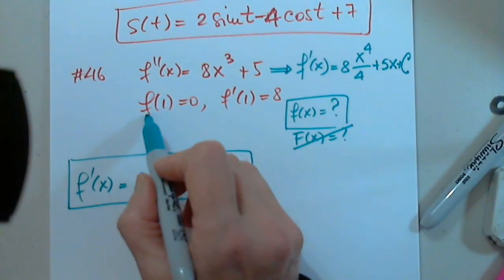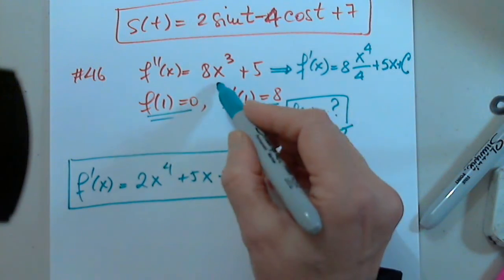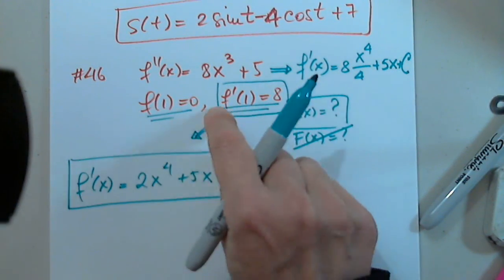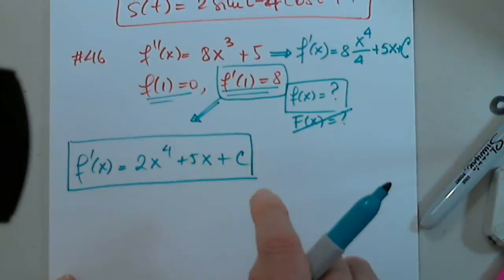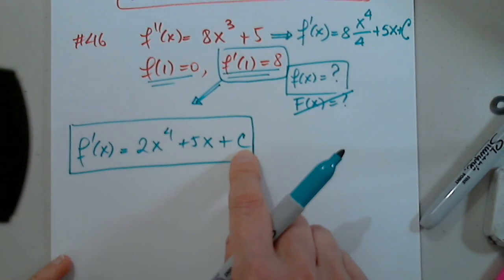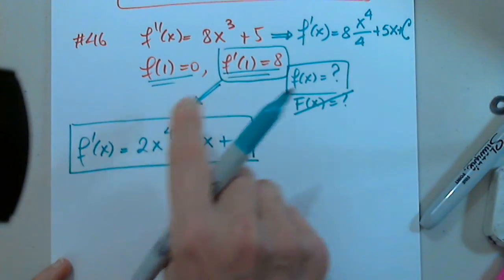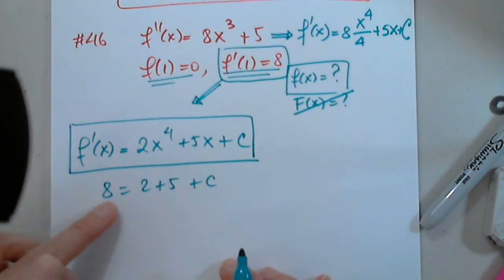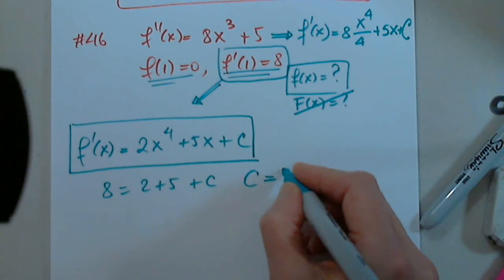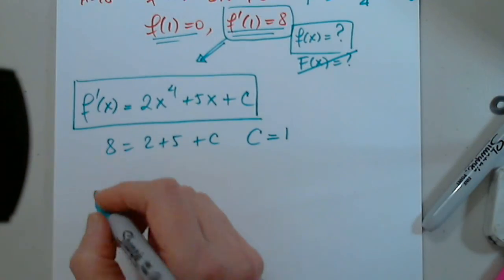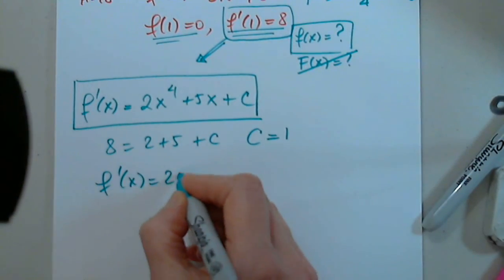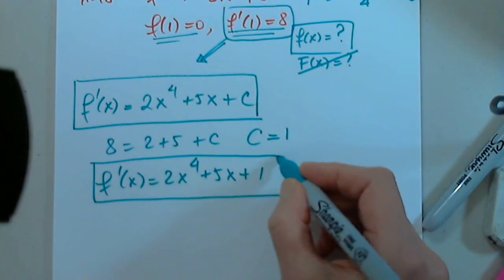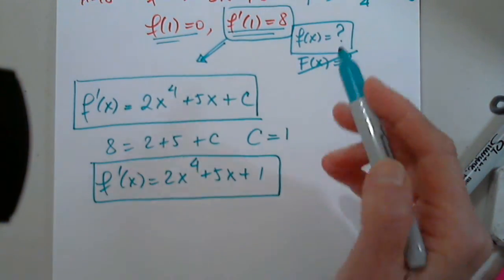I notice that we have two initial conditions, and one of them is specific for f prime. It says f prime of 1 is 8, which means I can solve for c. f prime of 1 is 8, so 8 equals 2 plus 5 plus c. 7 subtracted from 8, c equals 1. I have the unique derivative, which is 2x to the fourth plus 5x plus 1. I have one more step to find the function.